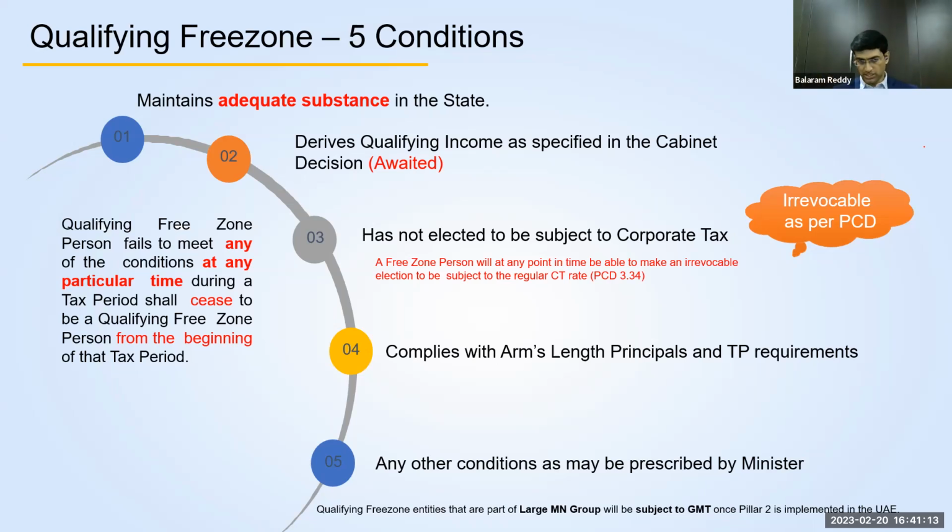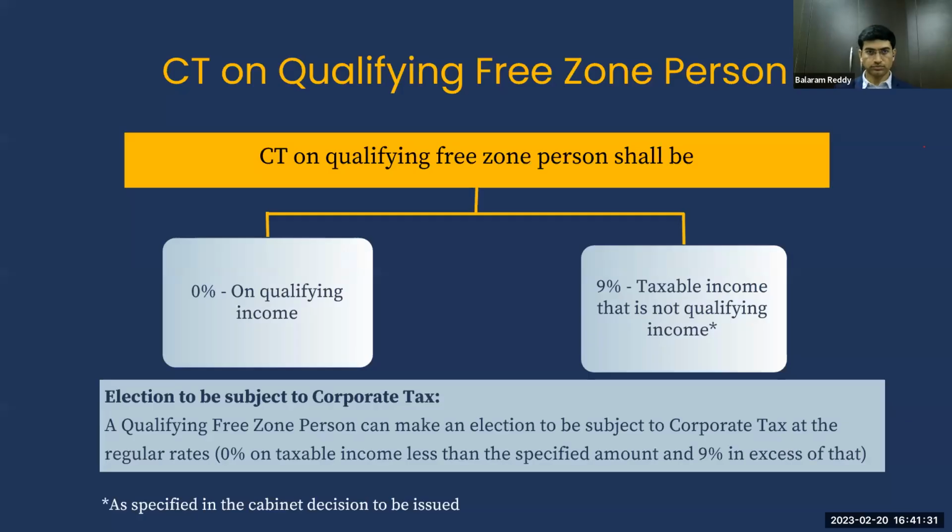If the FTA comes up with any other conditions to be complied with, that is the fifth condition to comply with if you have to qualify as a qualifying free zone person. So once you comply with all these 5 conditions, you will be considered as a qualifying free zone person. Then you will get a benefit of 0% tax.